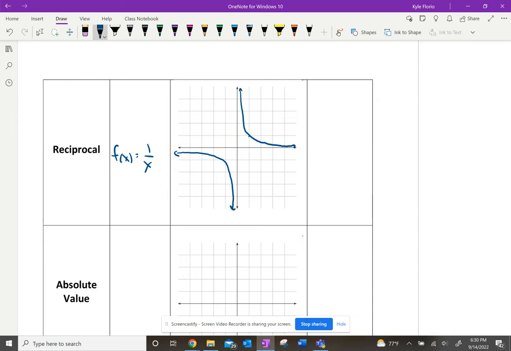Like that. So the domain here, you can divide 1 by any number except 0. So I'm going to write all real numbers except the set containing 0.